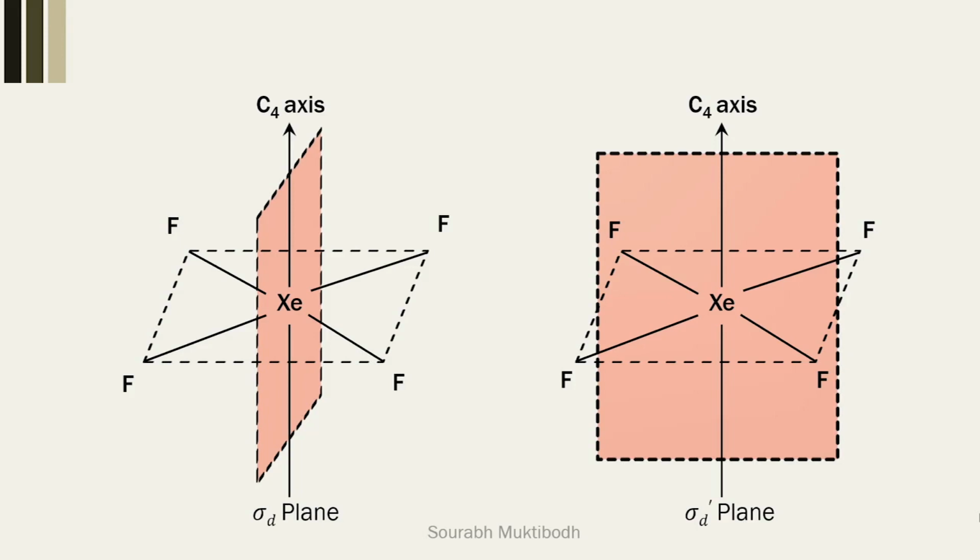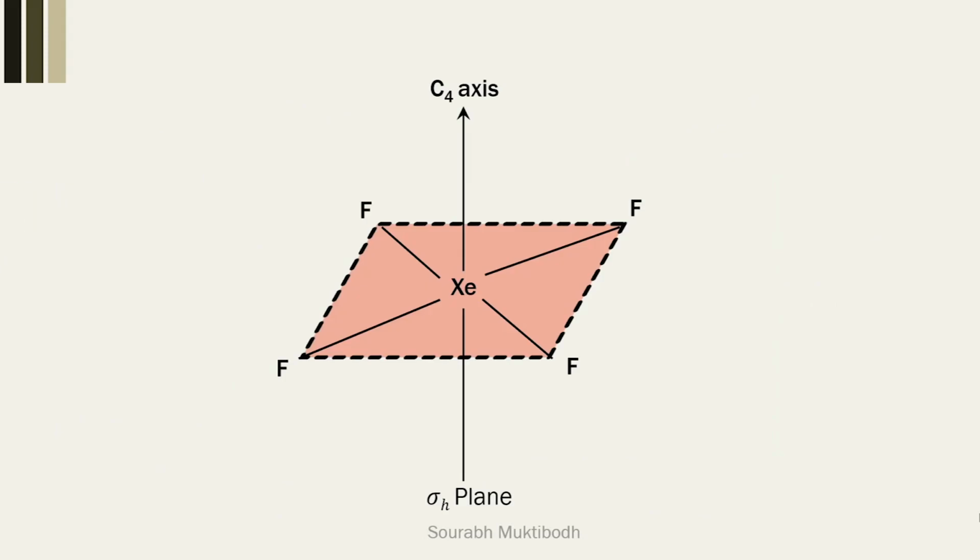So the two typical structures here, sigma d and sigma d dash planes, are only taking xenon into account, reflecting the rest of the fluorine atoms as they have been indicated. Also, because the molecule is flat, it would also have a horizontal plane of reflection, which is perpendicular to the principal axis.